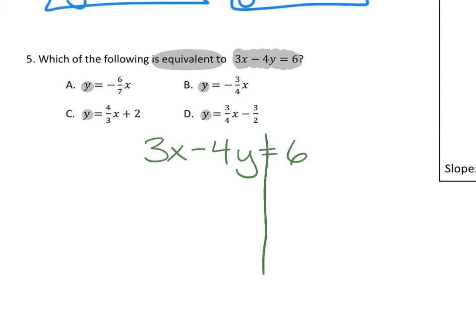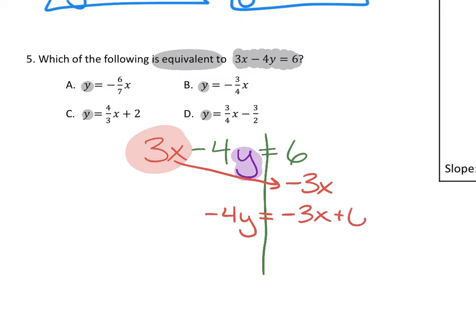Let's start trying to uncover or isolate this y. To start, we're going to take the x term. We don't want it over there. Bloop, cross the line, change the sign. That means that I have negative 4y equal to negative 3x plus 6. Did you remember that because this says negative 4y, I need to make sure that negative 4 drops down with my y term? Great.